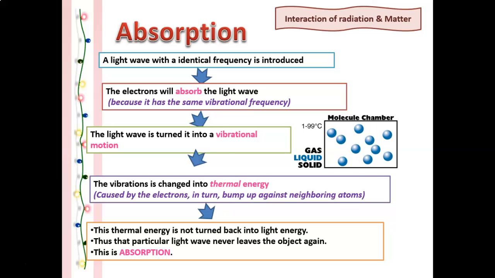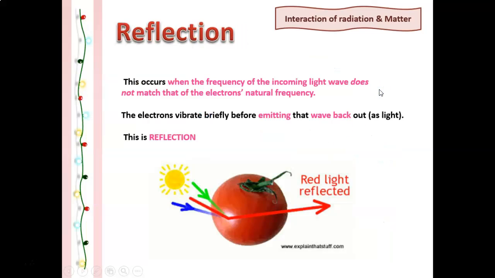For reflection, this occurs when the frequency of the incoming light wave does not match that of the electron's natural frequency, and the electron vibrates briefly before emitting the wave back out as light. So we call it reflection.